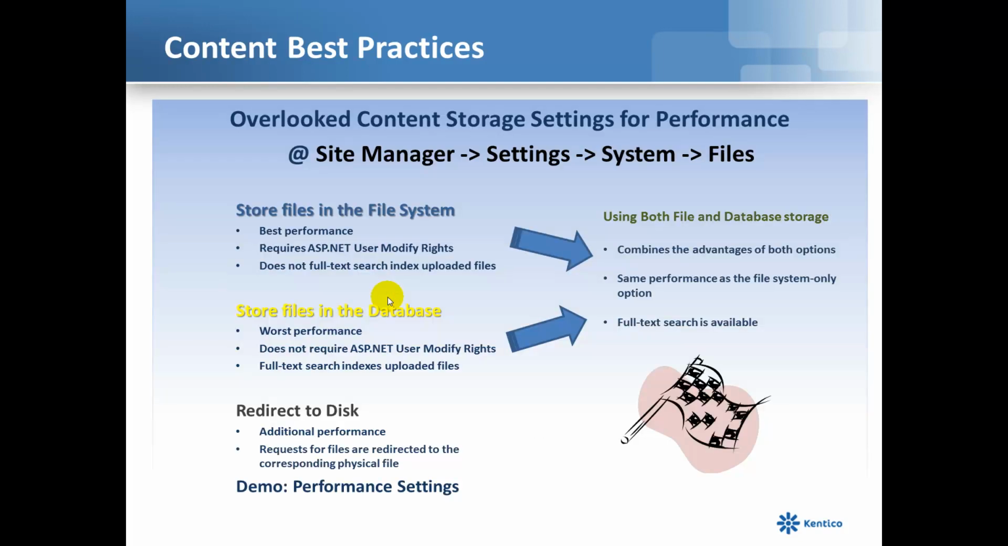Now, to me, one of the most overlooked content storage settings for performance is, do you store files in the file system? Do you store them in the database? And what does that redirect to disk piece do? So let's talk about these in detail. If you set up store files in the file system, it's considered best performance because you're pulling the files that are served, PDFs, images, and whatnot, right out of the file system. It, however, requires ASP.NET user modify rights for Kentico to be able to take care of those files and maintain them. It also does not offer full text search index for uploaded files.